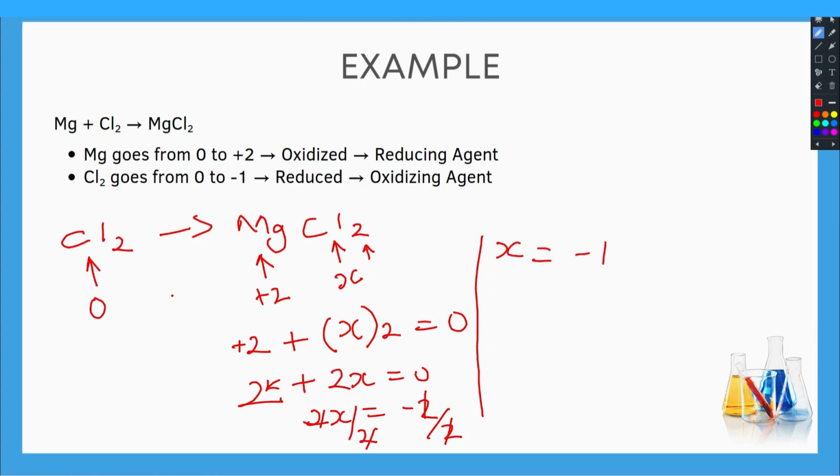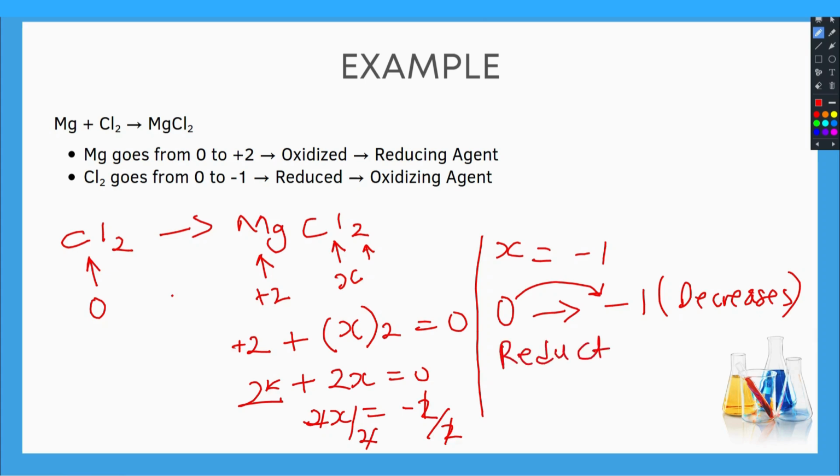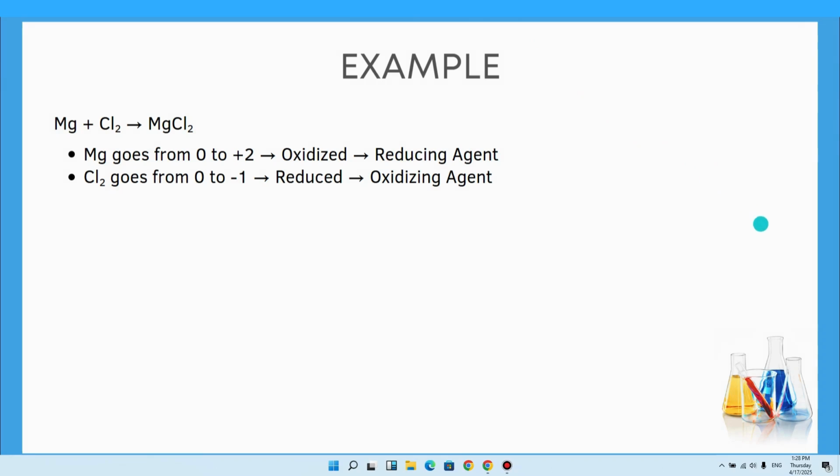What does this tell you? Chlorine goes from 0 to minus 1. Now, from 0 to minus 1, does it increase or decrease? Of course, it decreases. So that tells you that the oxidation number of chlorine in this case has decreased. And when an oxidation number decreases, what do we say? We say reduction has happened. Are you seeing how everything is playing out?